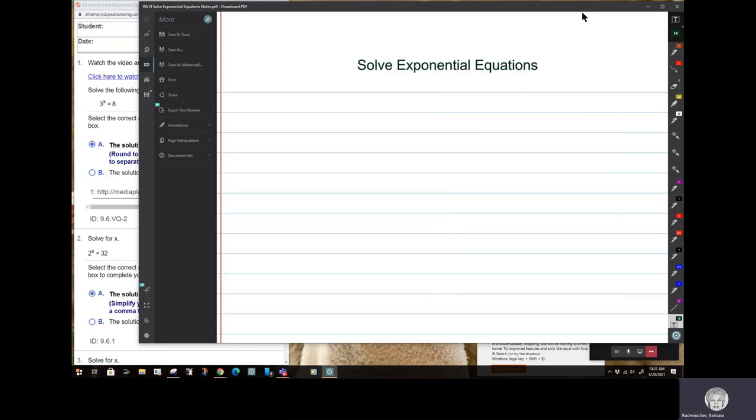Okay, we are going to be solving exponential equations today. And what you're going to see is that we use logarithms to solve exponential equations and exponential equations to solve logarithms. That's because they're inverses. That's the value of inverses, one of the values.